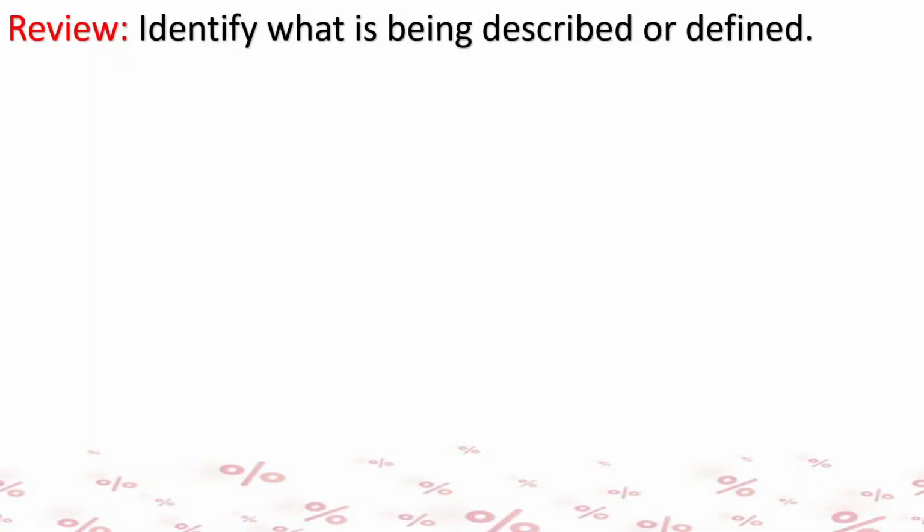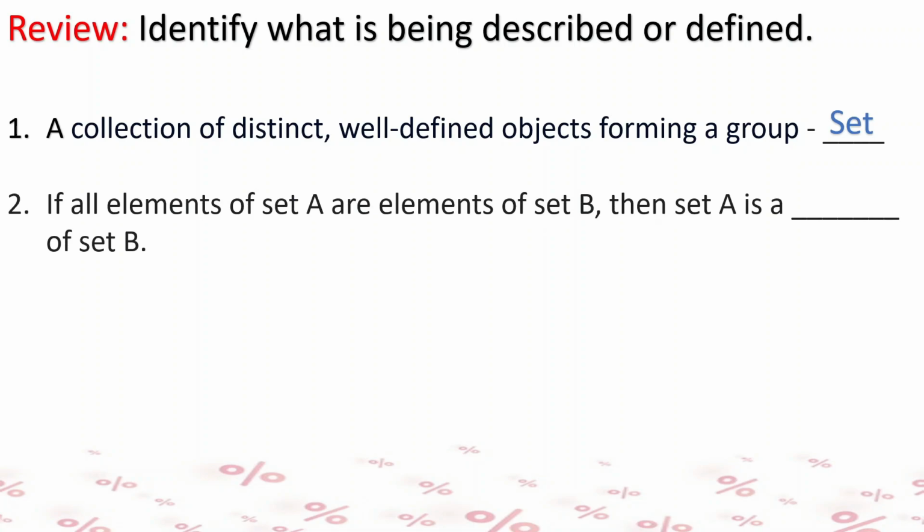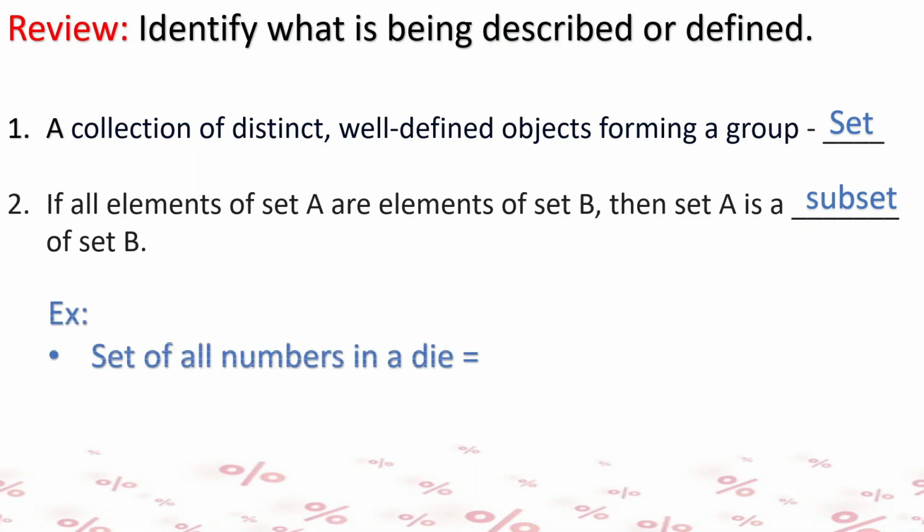But before we get there, let us have a review on what is being described or defined. A collection of distinct, well-defined objects forming a group. Okay, this is a topic that you discussed back in grade 7 and it's called a set. Next, if all elements of set A are elements of set B, then set A is a blank of set B. If your answer is subset, then you still remember your grade 7 topics.